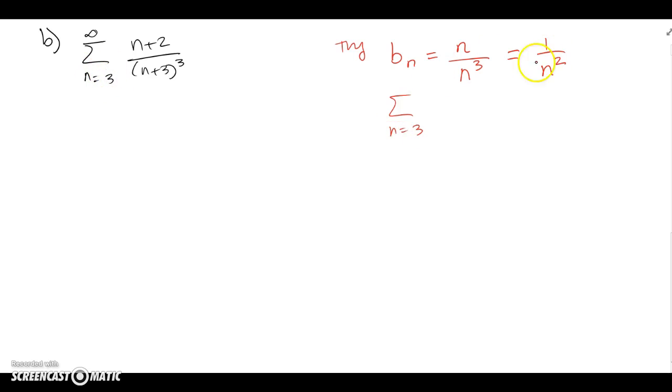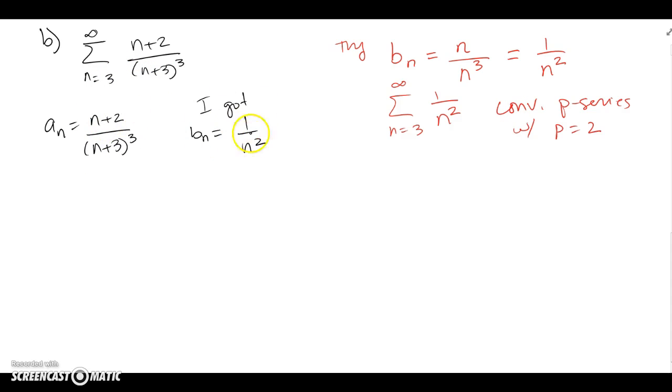I guess it starts at 3, so I'll start this at 3. What this corresponding series will do, and actually it's an n squared, we know that this is a convergent p-series with p equals 2. So we already have information about our bn. Let's pull out our an and do the limit analysis. So we've got our an, we've got our bn. Let's look at the limits.